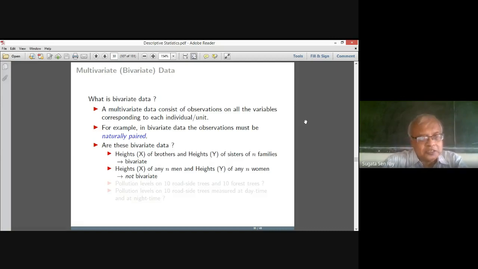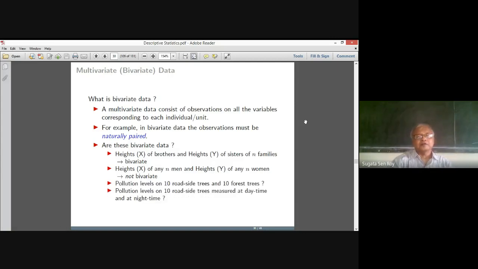Family can be a unit. So it can be the husbands' and wives' heights, because very often they may be related. It can be brothers and sisters, but they come from the same unit. But if I collect data completely separately without looking at a given unit, it's not bivariate data. So it has to be naturally paired.